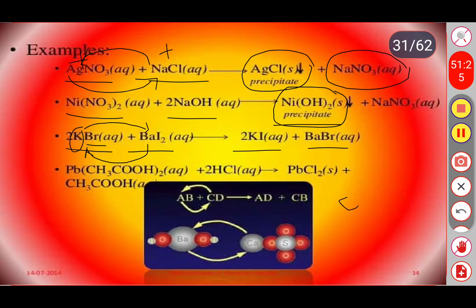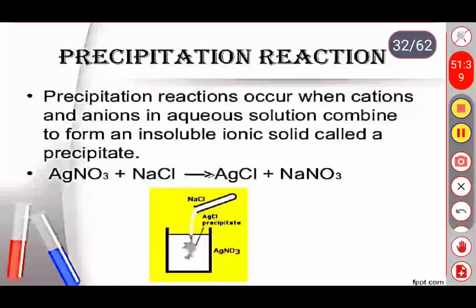Next one is the precipitation reaction. There are some chemical processes in which a solid gets separated from the solution. These processes are called precipitation reactions. The separated solid is called a precipitate. Usually in the double displacement reaction between the solutions of sodium chloride and silver nitrate, silver chloride is obtained as a precipitate.